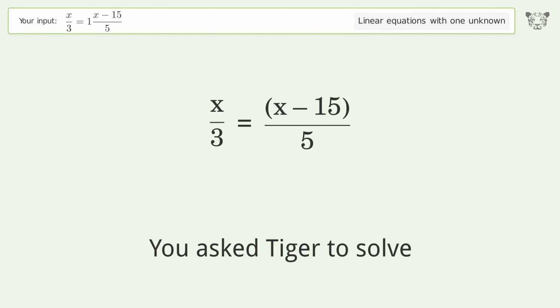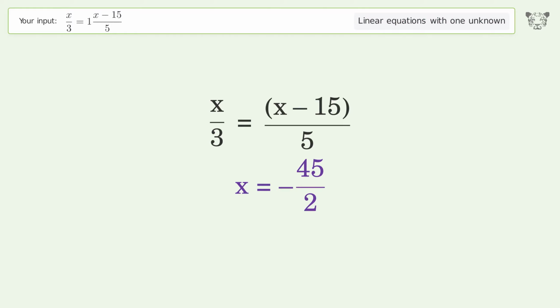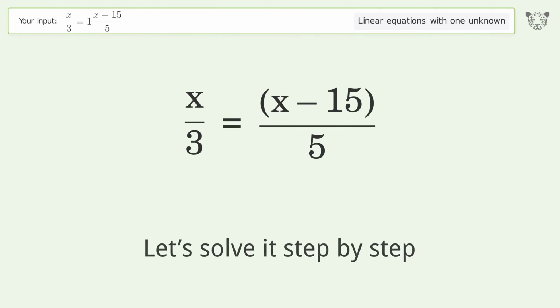You ask Tiger to solve. This deals with linear equations with one unknown. The final result is x equals -45/2. Let's solve it step by step.